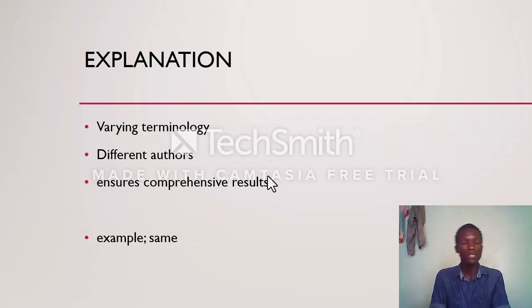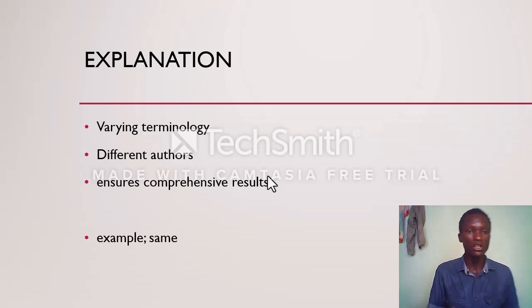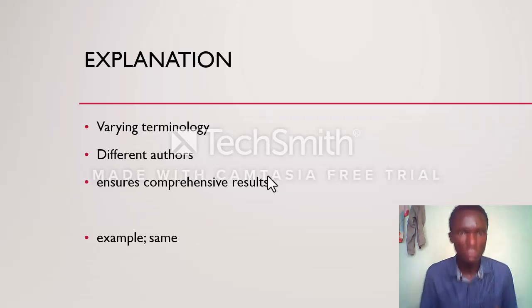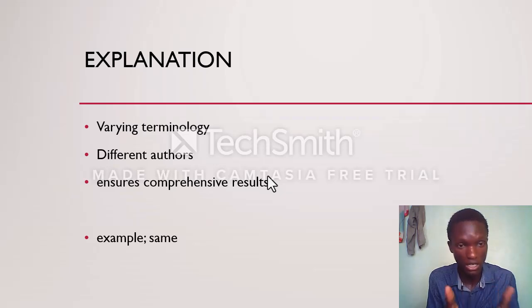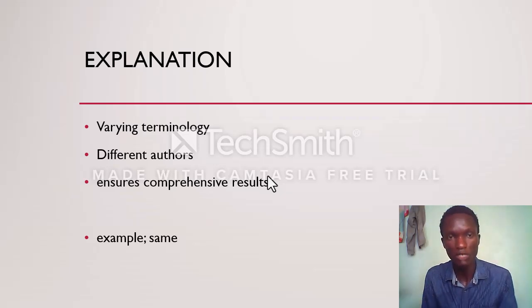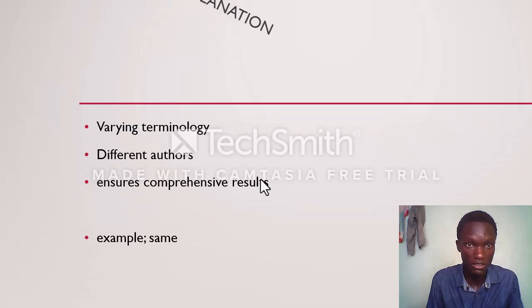The explanation about that is varying terminologies. There are terminologies that vary, but you can get the best terminology to suit your area of study. One, there are different authors, meaning you have to paraphrase your work and cite, to give credit to the authors from where you got your work from, and also ensure comprehensive results. For example, you can have same, similar, and so many others. So that is basically it for varying terminologies.